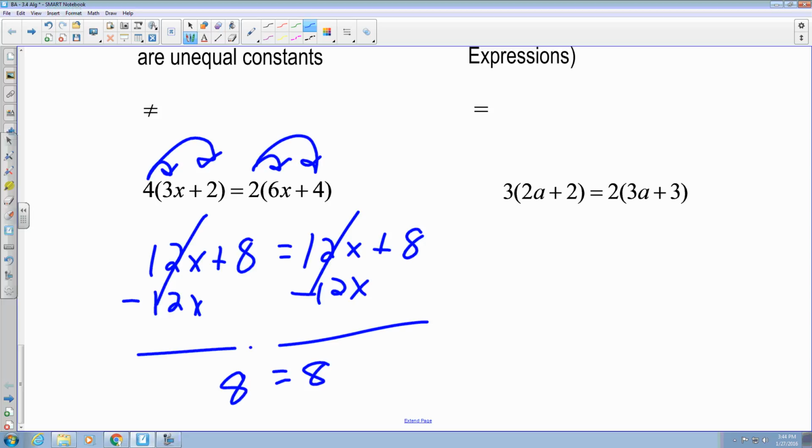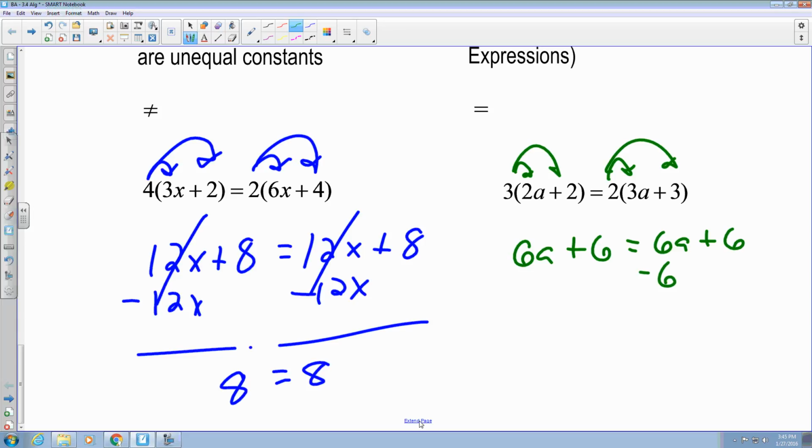If we go to the next example here, again, we're going to distribute these two values. Now I get 6a plus 6 equals 6a plus 6. I subtract 6a from both sides. I get 6 equals 6. So that's a situation where we have infinitely many solutions.